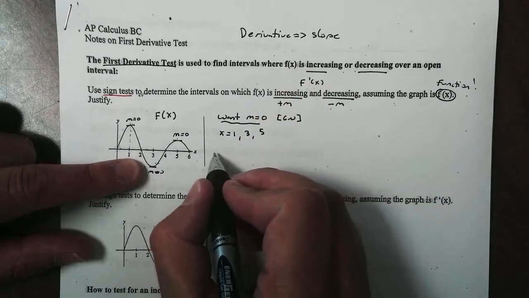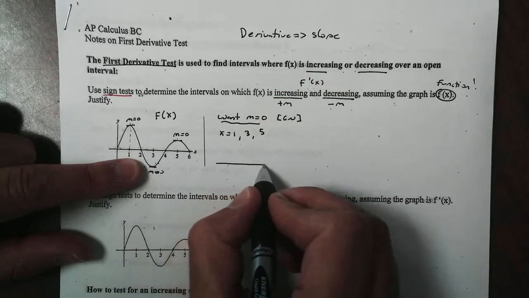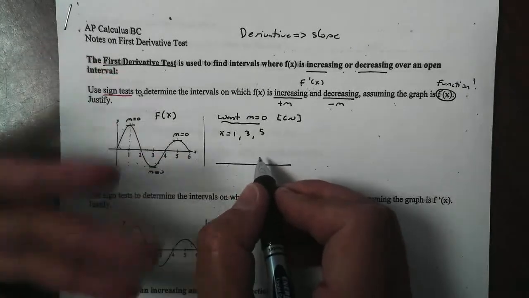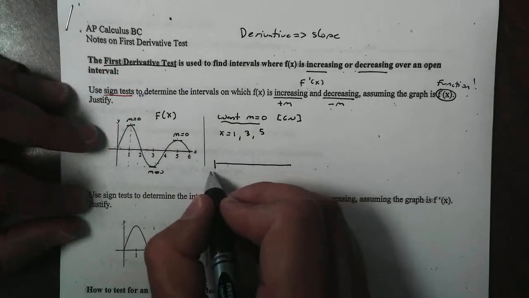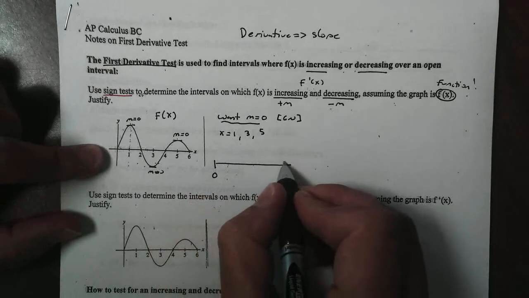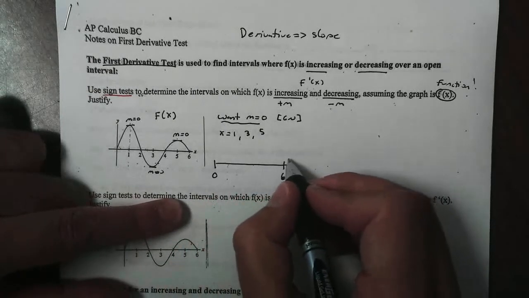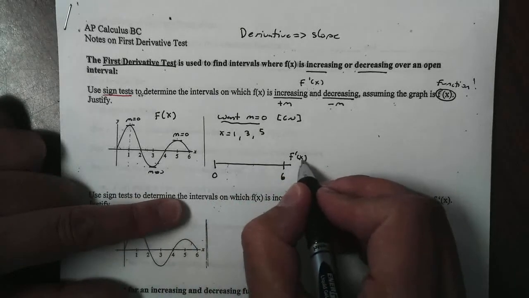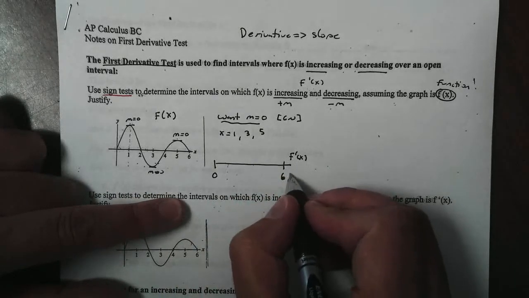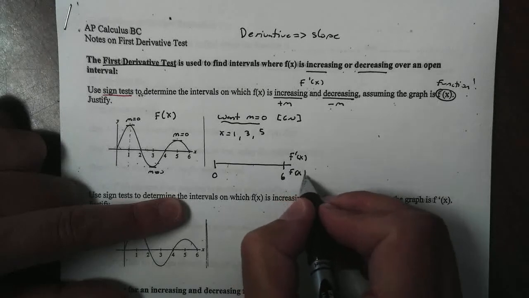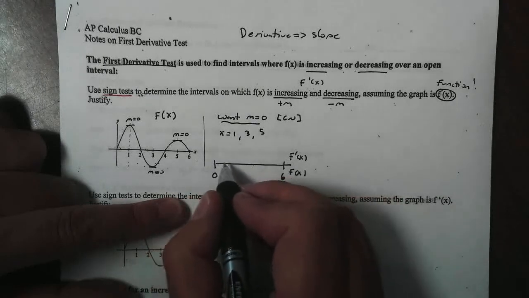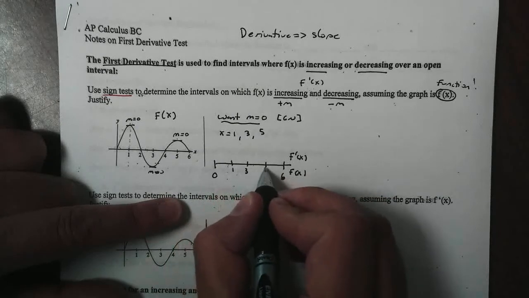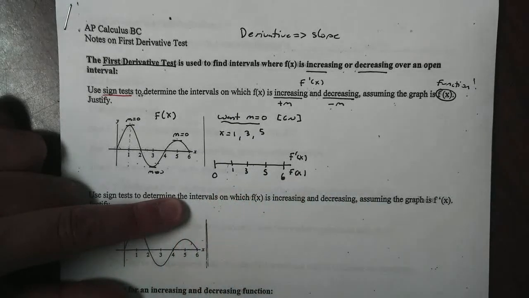So now we're going to do what's called a sign test. The sign test just basically tells us the signs of the slope. Our domain is from 0 to 6. Now on top of here, we're going to put the derivative. Remember the slope of the graph. Is the slope positive or negative? On the bottom, how does it make the function act? Is it going up or is it going down? And in the middle, we're going to put our critical numbers. 1, 3, 5. And now I look at the graph.